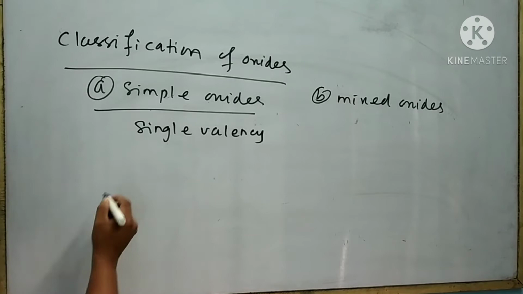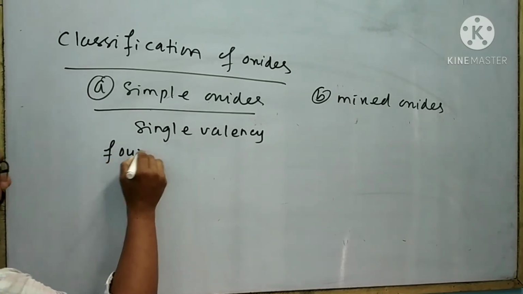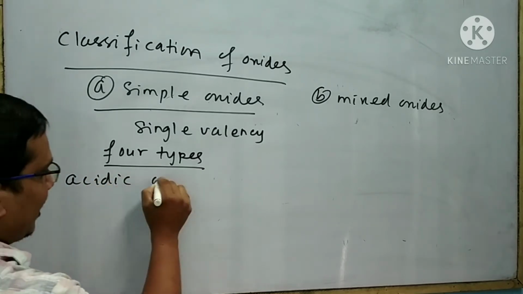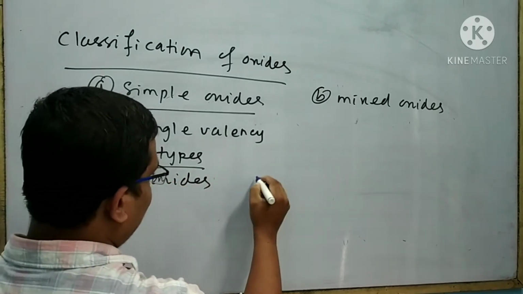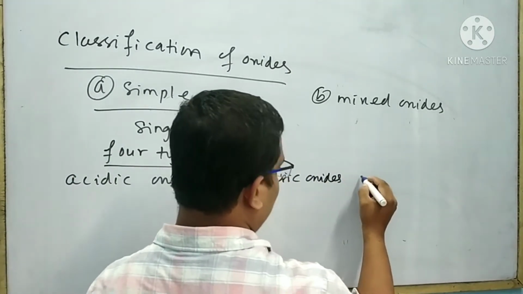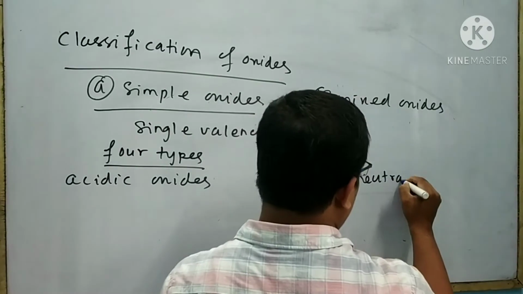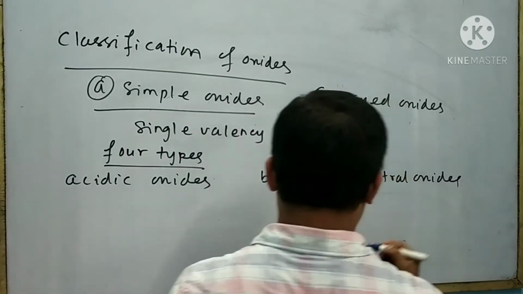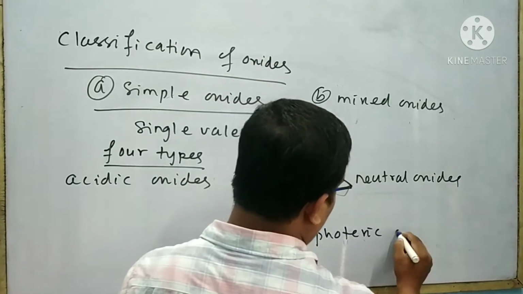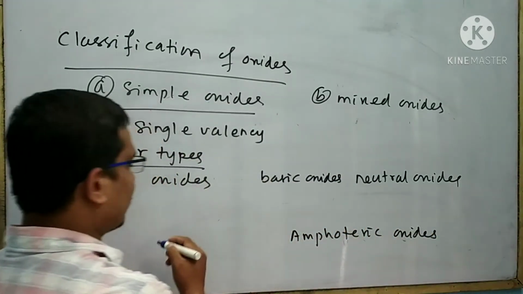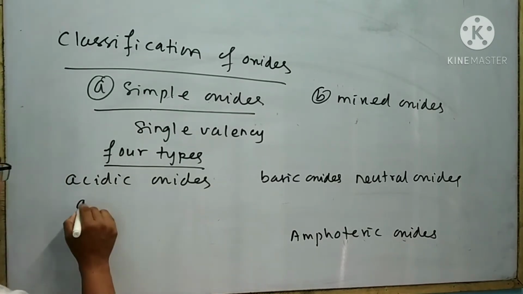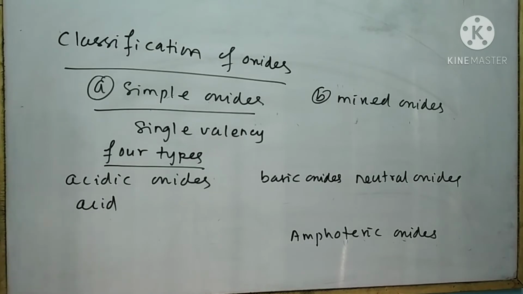Simple oxides are classified into four types. Number one is your acidic oxides. Number two is your basic oxides. Number three is your neutral oxides. Number four is your amphoteric oxides. The oxides which dissolve in water to form acid are called acidic oxides.